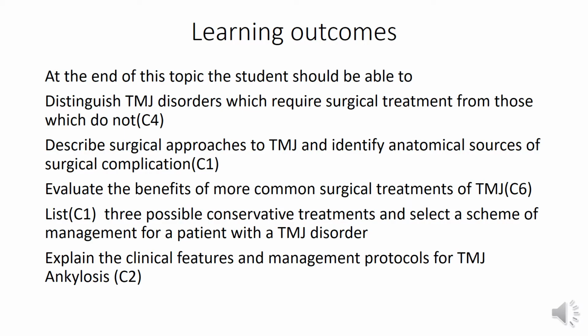By the end of the topic, the student should be able to distinguish TMJ disorders which require surgical treatment from those which do not, describe surgical approaches to TMJ and identify anatomical sources of surgical complication. Evaluate the benefits of more common surgical treatments of temporomandibular joint. List possible conservative treatments and select a scheme of management of patient with TMJ disorder. Explain the clinical feature and management and protocols for TMJ ankylosis.